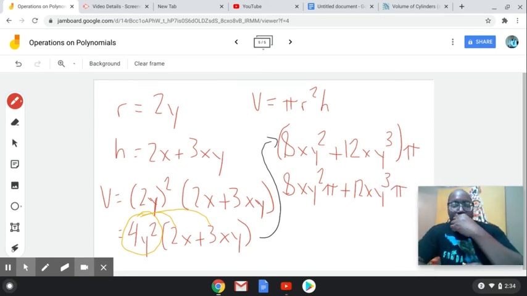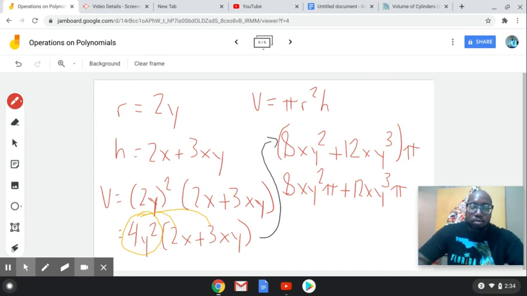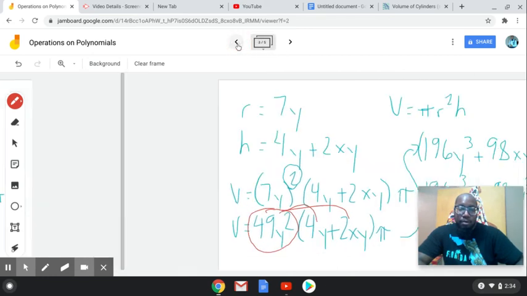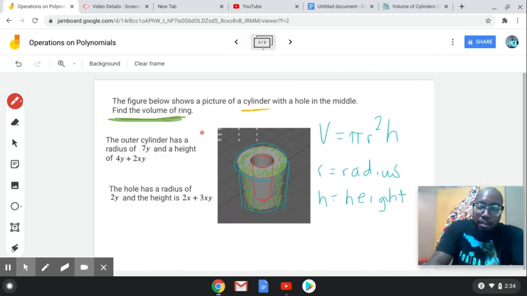All right. You can pause it here if you want to, rewind it back, and try to understand what was going on here, because we're about to go to the final part of the problem. So now we have the volume of the outside and the volume of the inside. Remember that we have to take the volume of the outside and subtract the hole in order to get the volume of the actual ring.